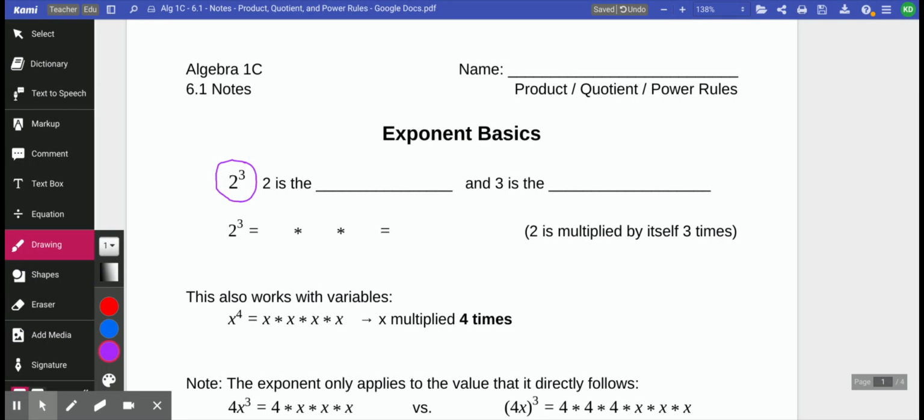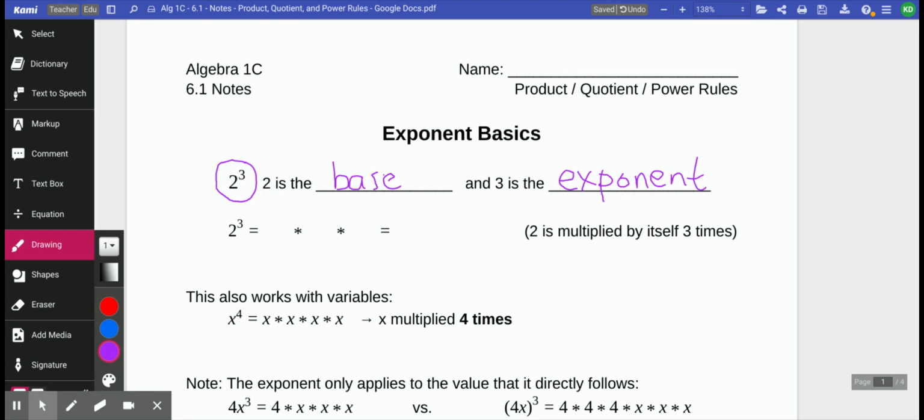We have a couple of important vocabulary words that we need to know. First, we need to know that the 2 is called the base, the big number is the base, and the 3, the little number, is the exponent, right? You have heard the word exponent before, but base might be a new one. You're going to hear me say that a lot here.